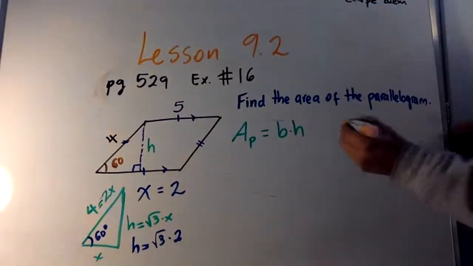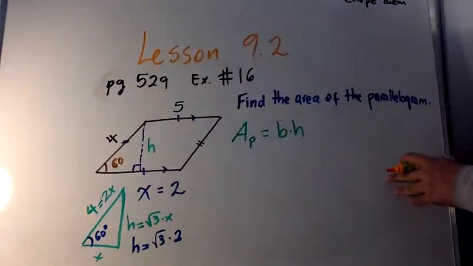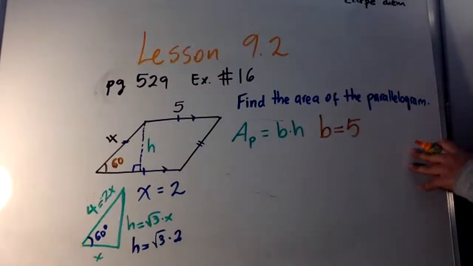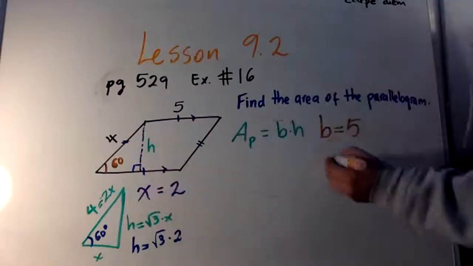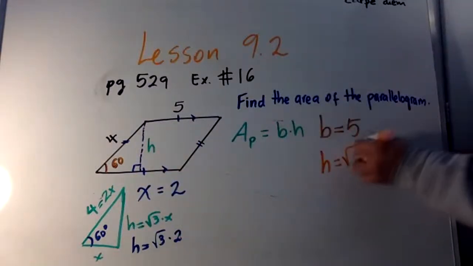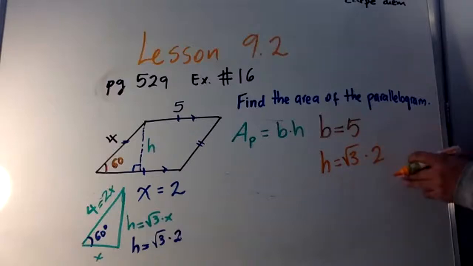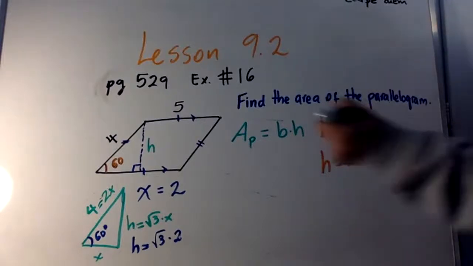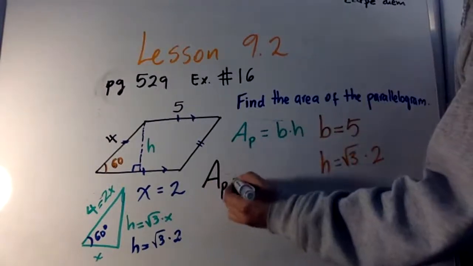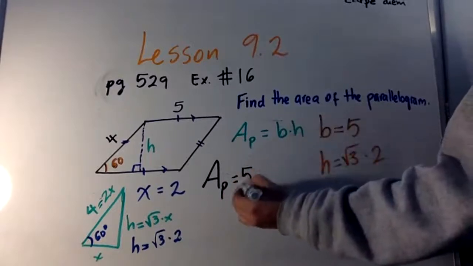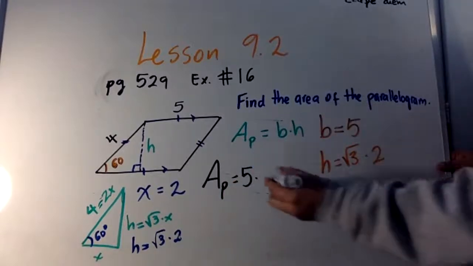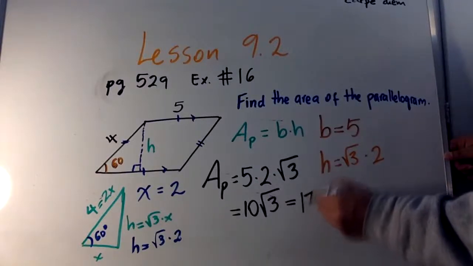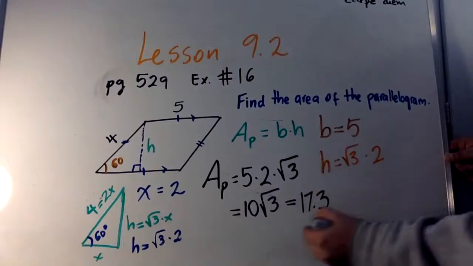Okay, because from the initial values we are given, we know that b equals 5, and now we know that h equals square root of 3 multiplied by 2. Now I just have to combine them. So the area of the parallelogram is b, which is 5, multiplied by the height. In your calculators, it's going to be approximately 17.3. Okay, and that's it.